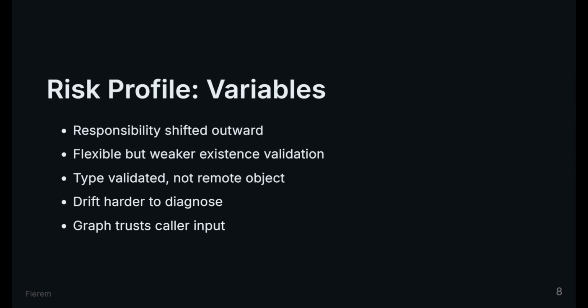Variables shift responsibility outward. They allow flexibility, but they weaken internal validation of existence. If an ID is mistyped, Terraform confirms the type, but not the remote object. If environments pass inconsistent values, diagnosing drift becomes harder. The graph trusts the caller. That is power and responsibility.